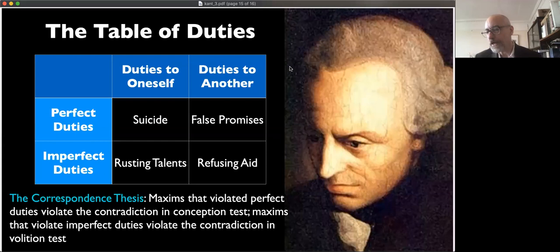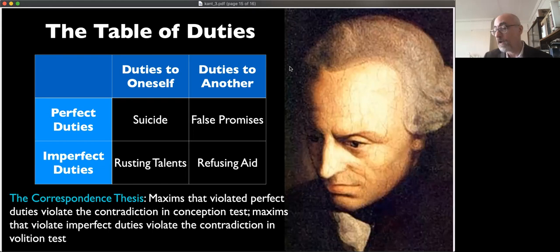The specified circumstances, when it's a safe and effective way of furthering our self-interest, more or less guarantees that, right? But to act on this maxim, right, would obviously violate a perfect duty of justice. And duties of justice are perfect duties, if any are, right? So it's difficult, I think, in the end, to maintain the correspondence thesis that perfect duties go along with duties that violate the contradiction in conception test.